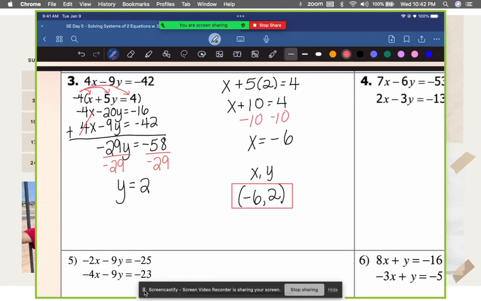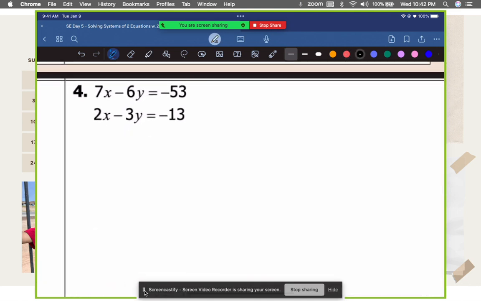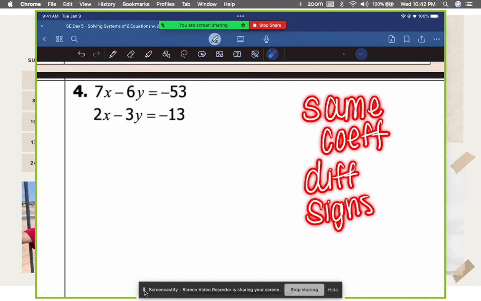All right, we're on our last one. Okay, so at 7x minus 6y. So first thing, are they aligned? They look aligned, we're good to go. The second thing is we have to look at the coefficients. Again, we are looking for the same coefficient, the same number, but different signs. I'm going to keep repeating it just to make sure that we understand everything.